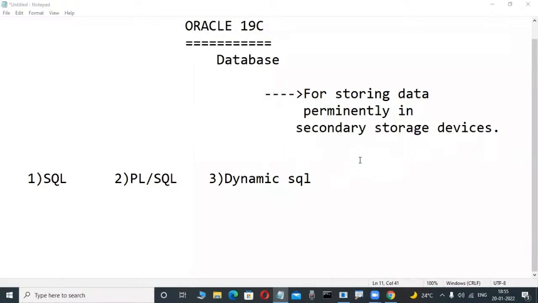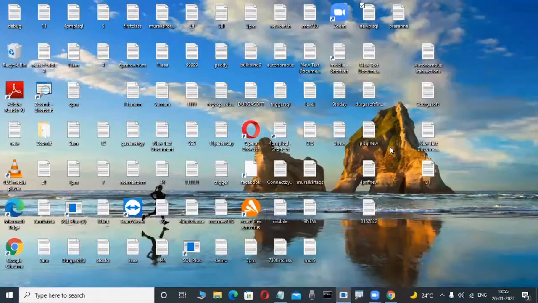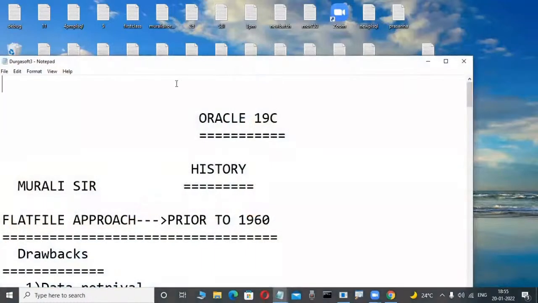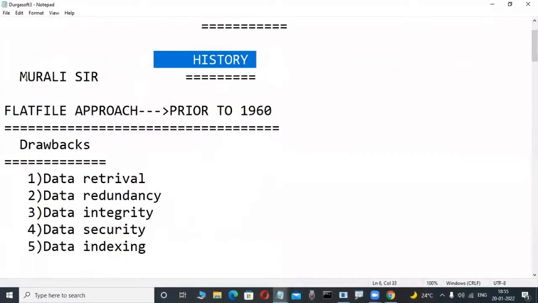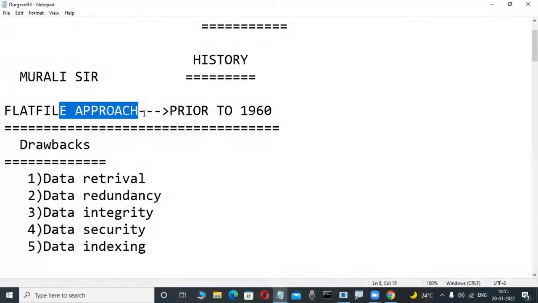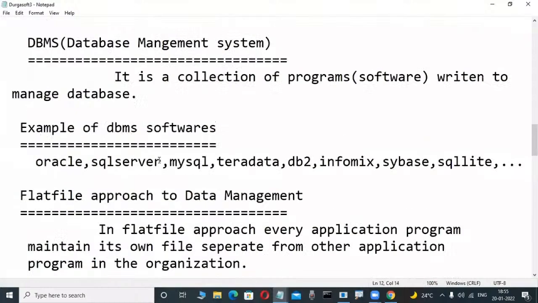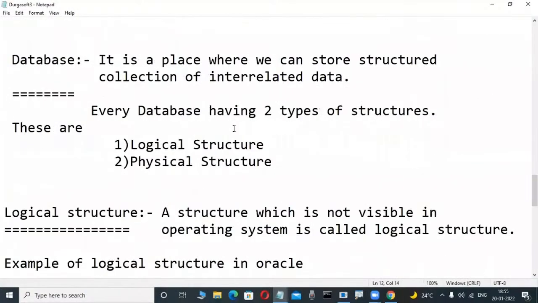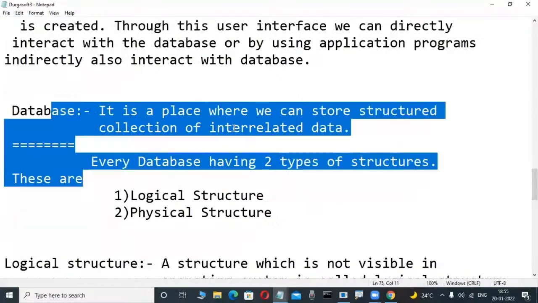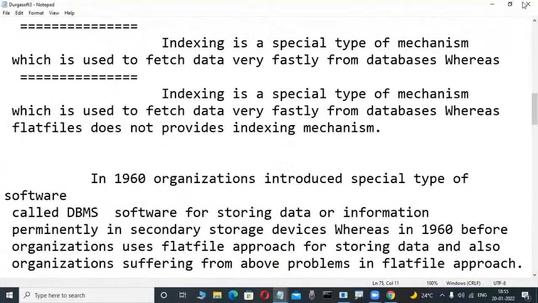In this course, we are covering SQL, PLSQL, and dynamic SQL along with this. One of these days, history also we are telling. In olden days the flat file approach is there, and what are the drawbacks, we are learning in the middle of the course. Then what is a database, what are DBMS and RDBMS, what are the differences. These are all the things we are learning one of these days.